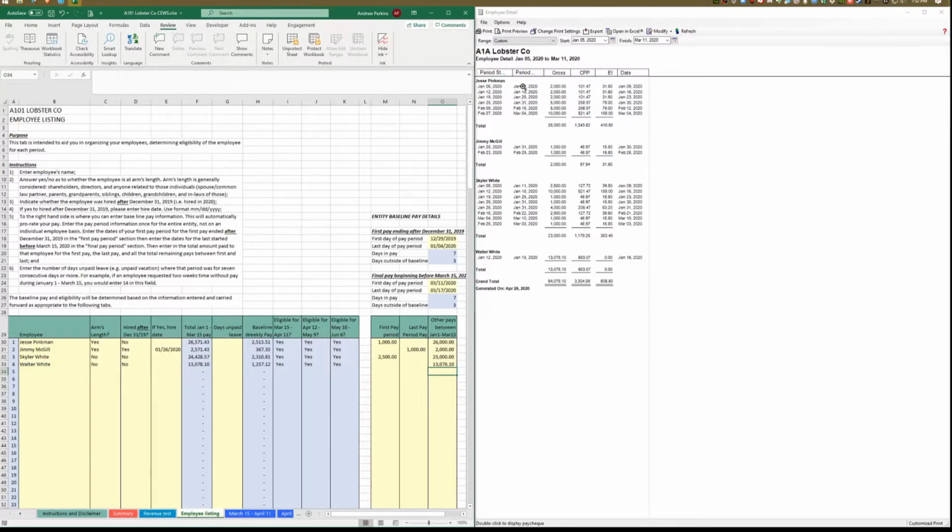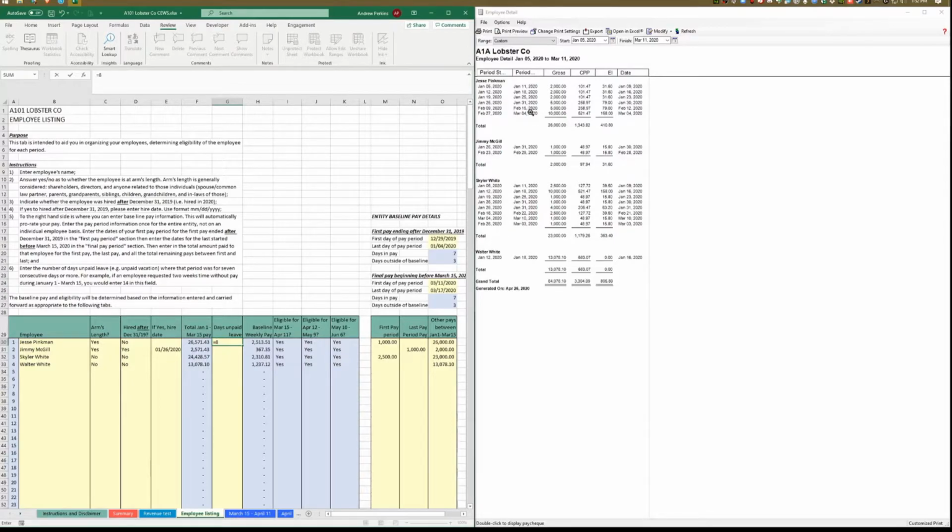So if we look at the dates that Jesse was paid, he had a pay that went from January 5th to 11th, 12th to 18th, 19th to 25th, 25th to the 31st, and then the 9th to the 15th. So he's gone some time there where he has not been paid. So he's gone between February 1st and February 8th with no pay. So we can enter that in. So he's gone at least 8 days without pay.